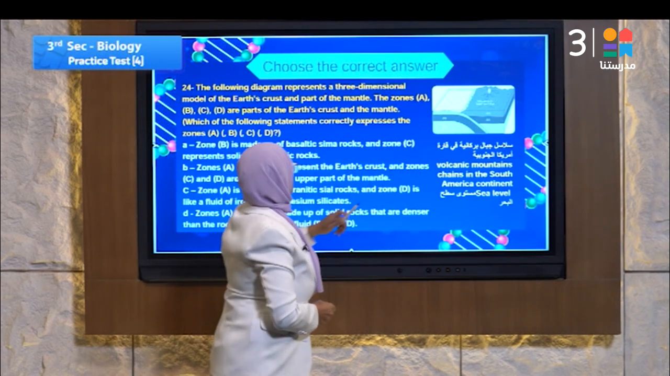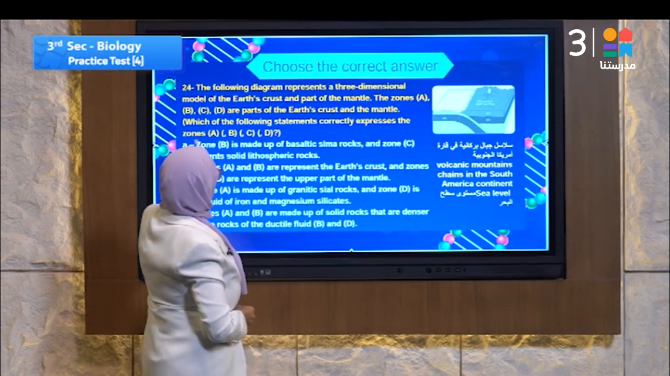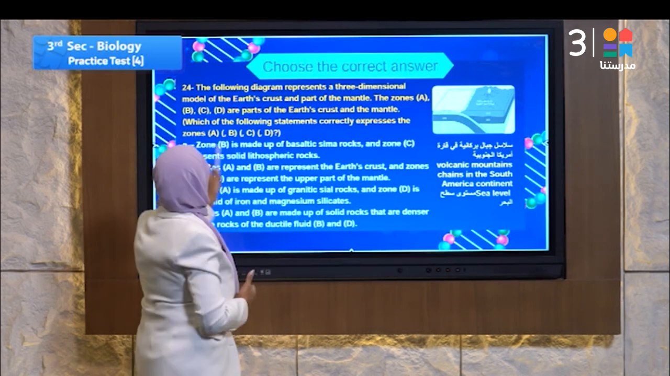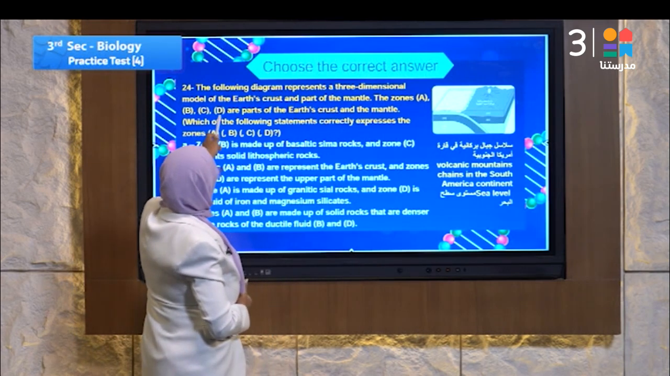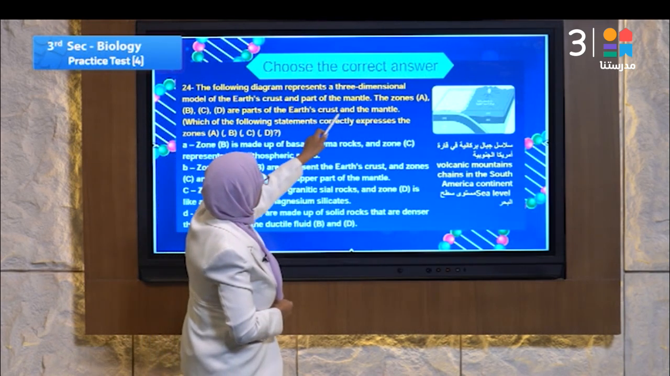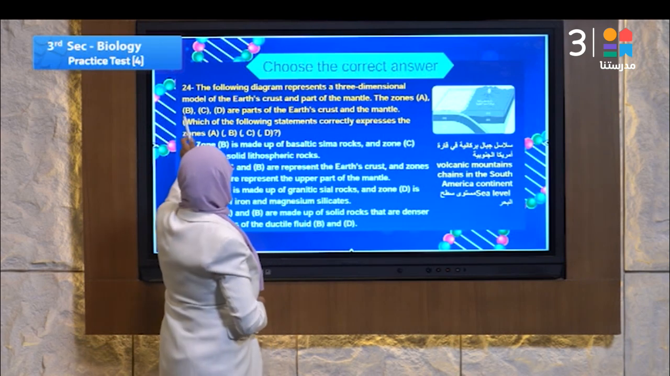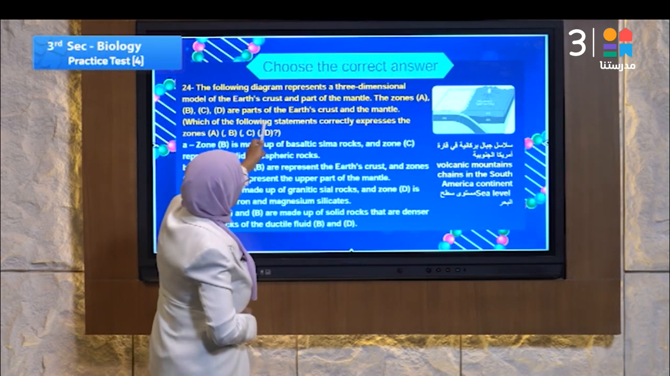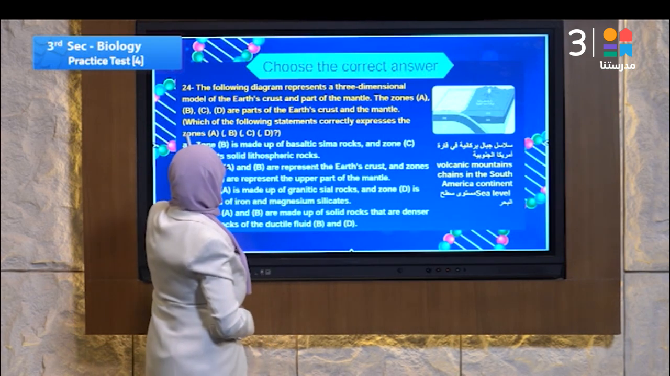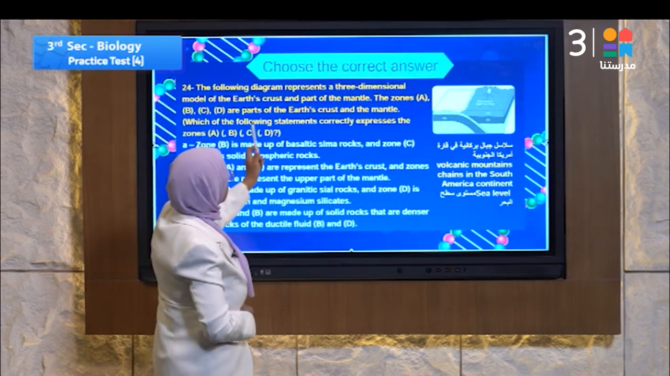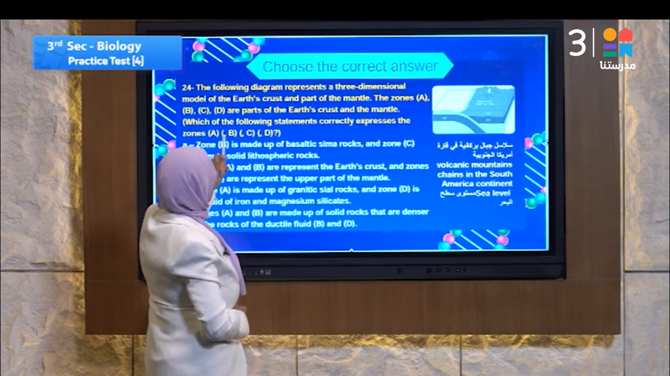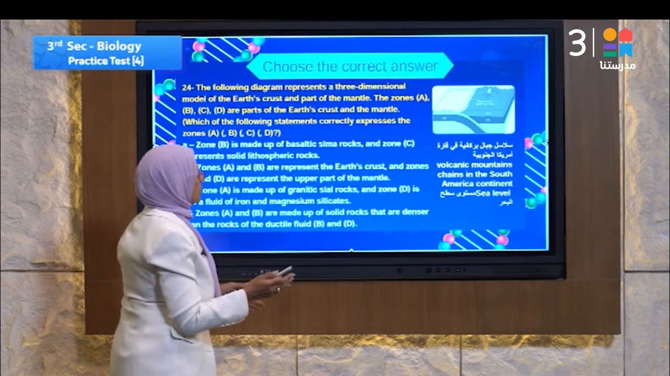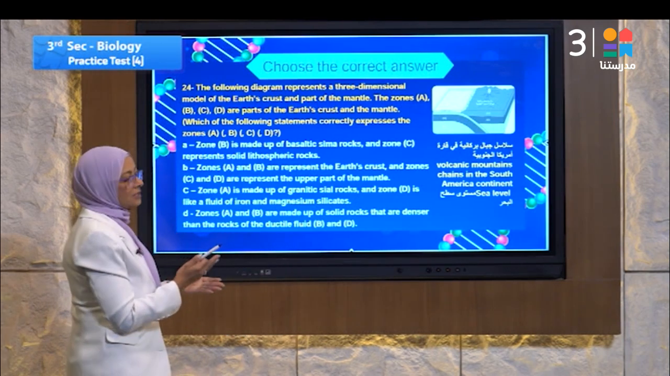That's one. Let's read the question again. The following diagram represents the three-dimensional model of the Earth's crust and part of the mantle. Zones A, B, C, D are parts of Earth's crust and mantle. Which of the following statements correctly expresses zones A, B, C, D? Each of them represents a zone.